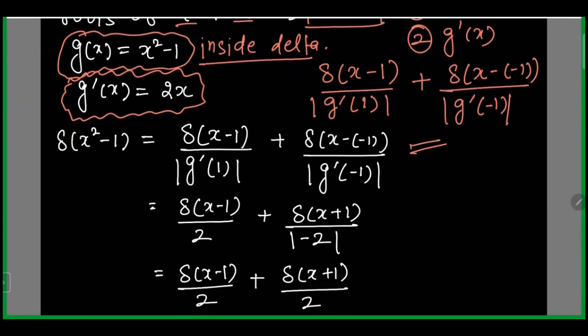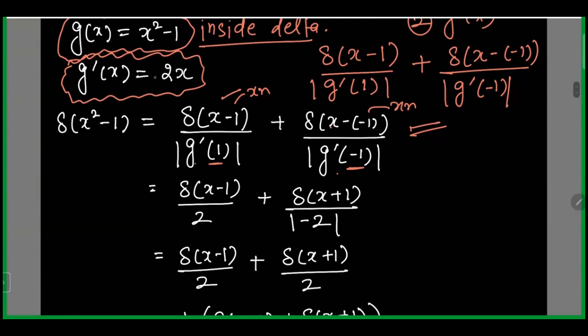Again, I want to repeat this because this is a very tricky concept. I found the two roots, one is 1 and one is minus 1. In the numerator, I will write delta of x minus my root, delta of x minus my second root. And what will I divide with? G dash of my root, g dash of my other root, and I will take the modulus in the denominator. If I put 1 in g dash x, I will get 2, and mod of 2 is simply 2.